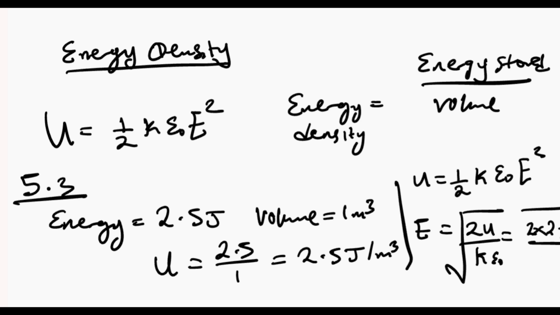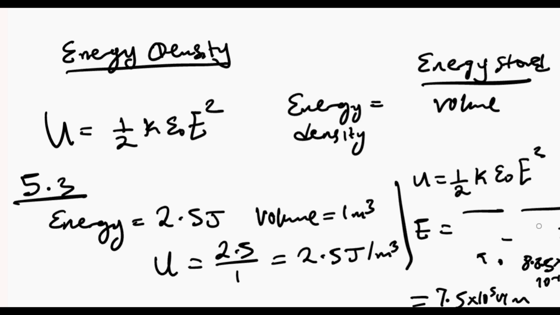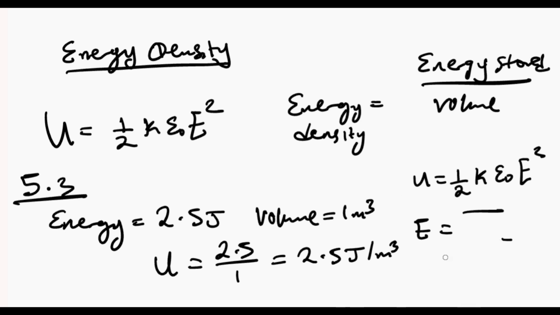Let me write it well so that we can see it clearly. 8.85 times 10 raised to power minus 11. Are we getting it now? So to press that in your calculator, what you should have is equal to 7.5 times 10 raised to power 5 volt per meter.